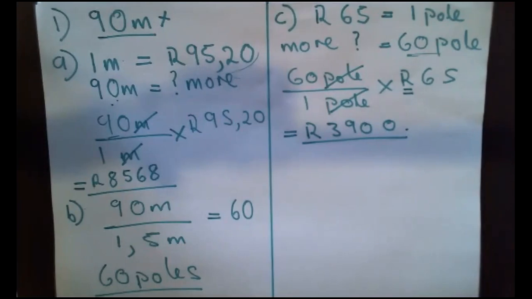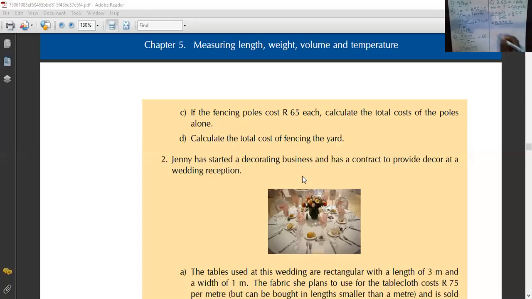Okay, let's look at another question. Let's move on to question D. Question D says, calculate the total cost of fencing the yard. The total cost of fencing the yard is going to include the amount he has to pay for the posts and the amount he has to pay for the fencing material.